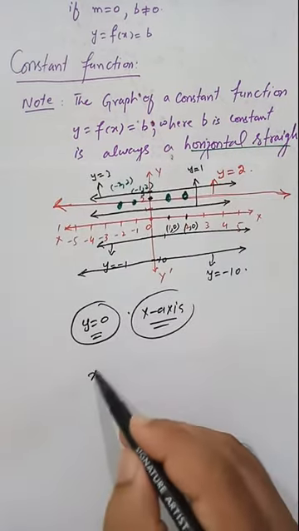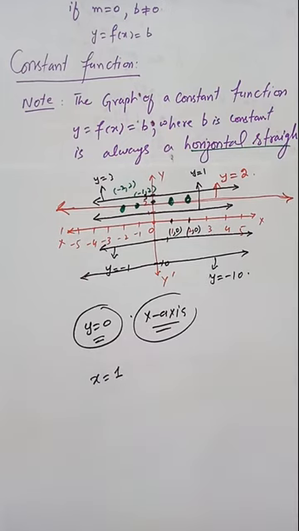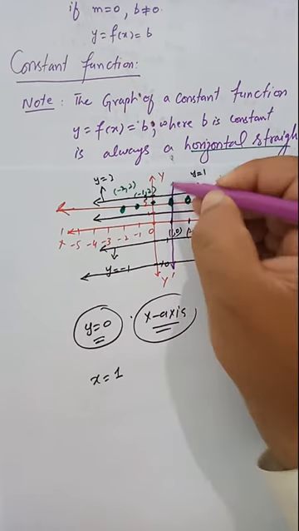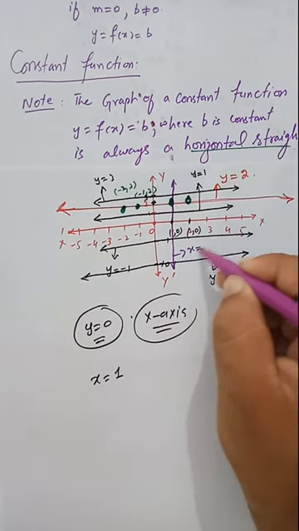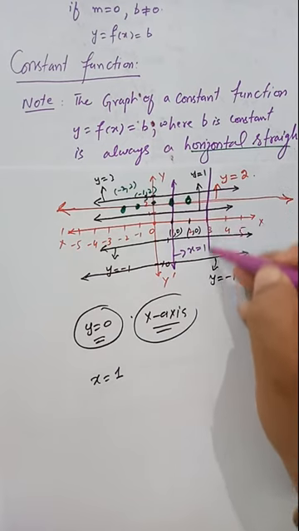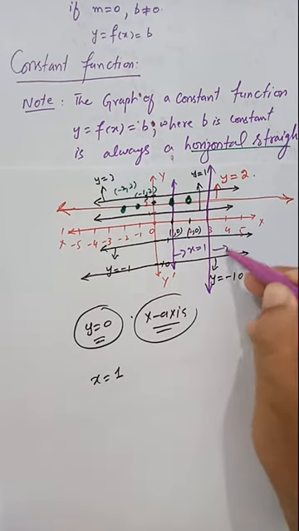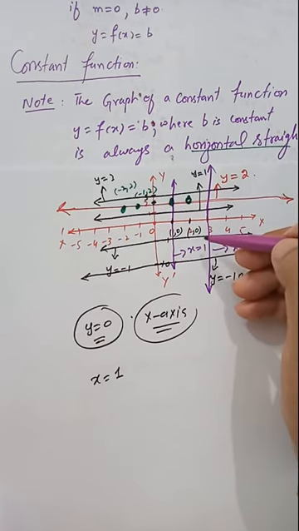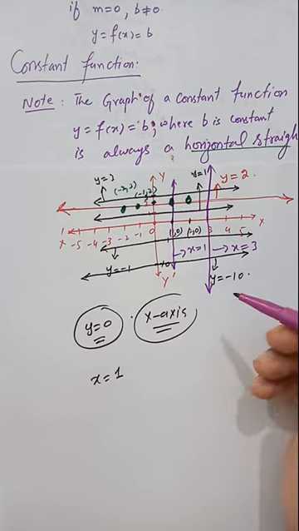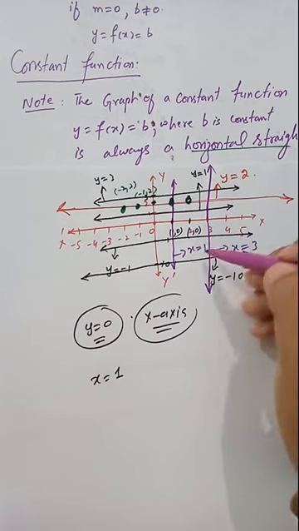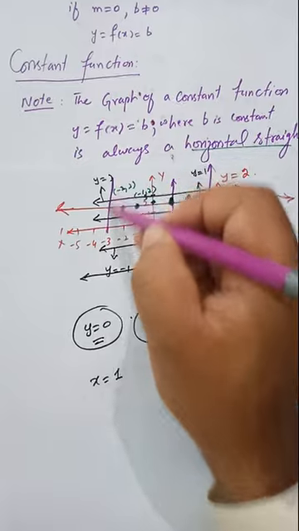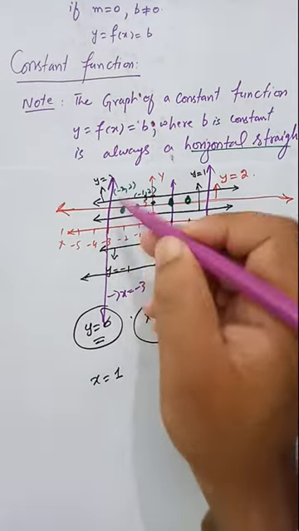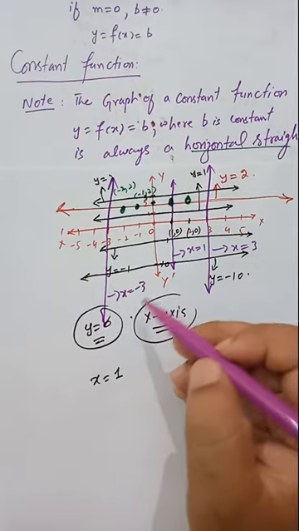And if I choose x equal to 1, that will be the graph of x equal to 1, this vertical line. If I pass a vertical line through 3, that will be the graph of x equal to 3, because on this line the value of x is 3 everywhere, and y can be anything. If I draw this line, this will be the graph of x equal to -3, because anywhere on this line the value of x is -3.